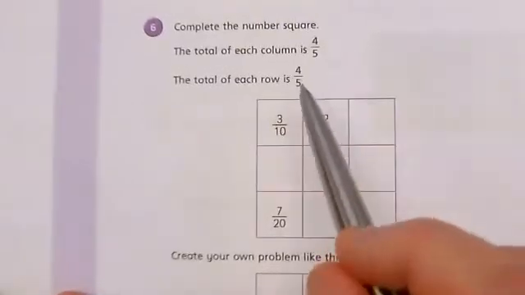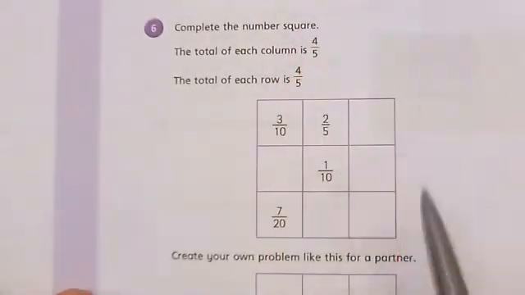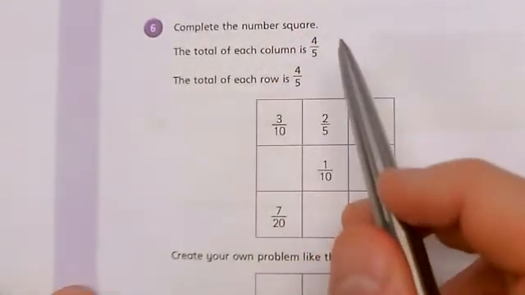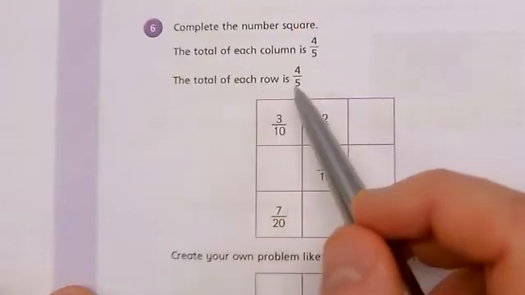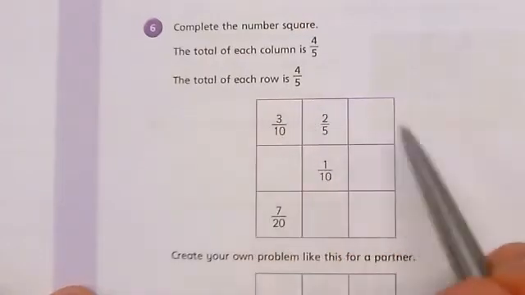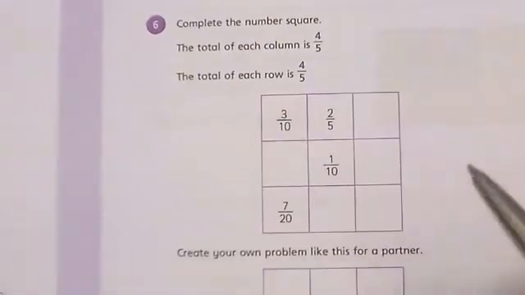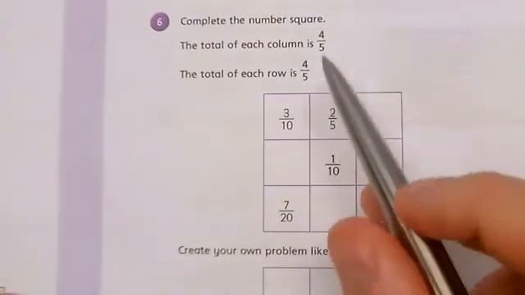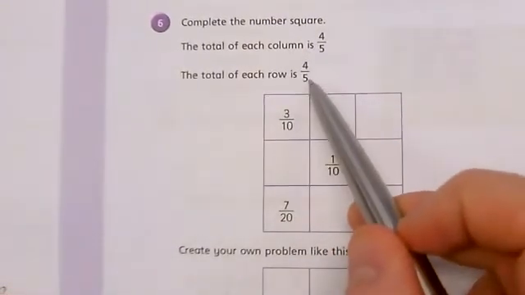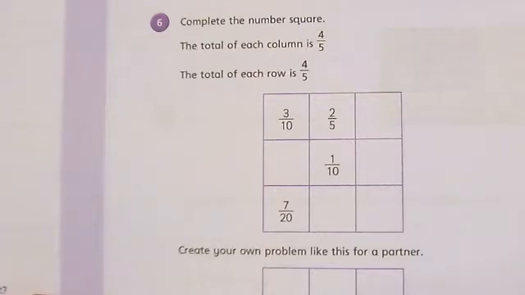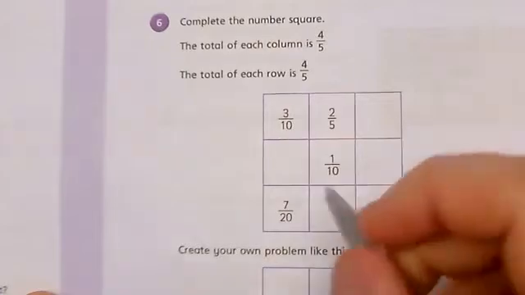The total of each column, remember columns support the roof, so that's going up and down, is 4/5. The total of each row is also 4/5. Rows go across, columns go up and down. The difficulty here that children will face, and that you might have faced, is that the fraction here is over a 5. So not only is it going to test your knowledge of adding fractions, it's going to test your knowledge of finding equivalent fractions, which was done previously in our learning.